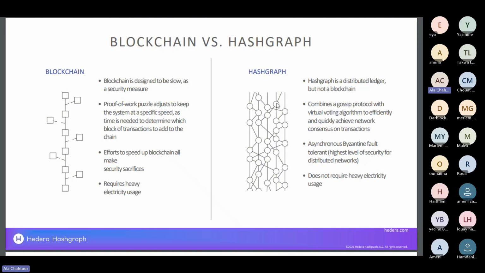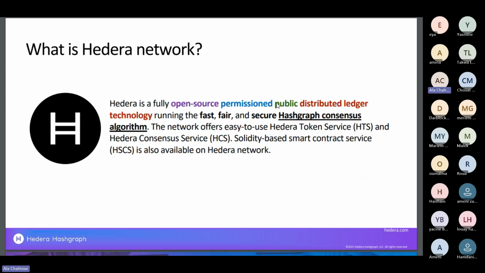We are going to see a demo after that, where validators go through the whole process in order to add a transaction on the hash graph technology, and how the transaction is shared in a fast way with all the nodes. So now let's focus on Hedera.